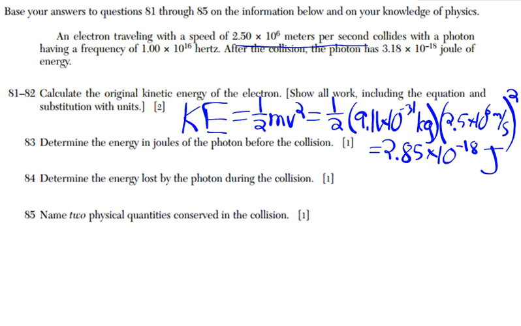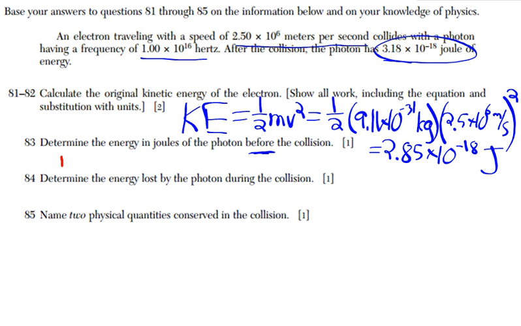All right, determine the energy in joules of the photon before the collision. So before the collision, we have a frequency of 1 times 10 to the 16 hertz. We also see after the collision there's this energy in joules, but that's after the collision. We're looking for before the collision, okay? So what's our equation that gives us energy of a photon with frequency? We look in the modern physics section of our reference table and we see E photon equals hf.